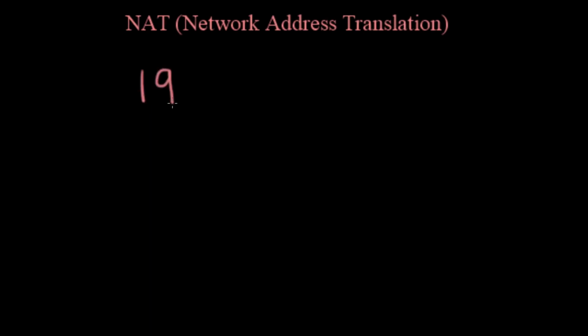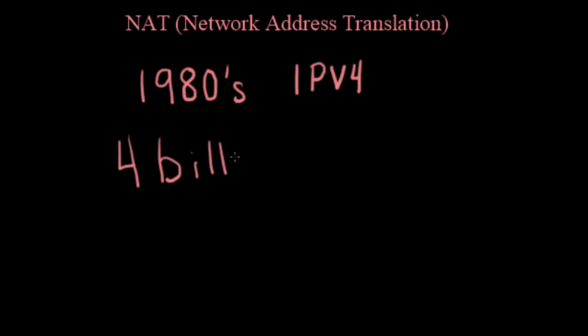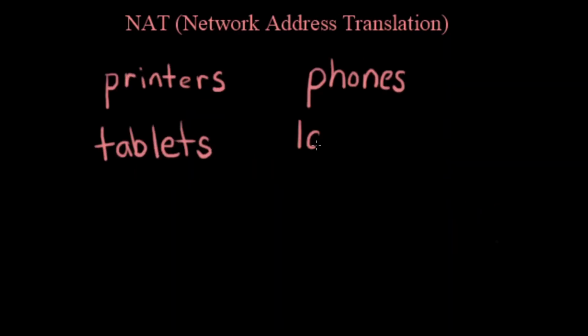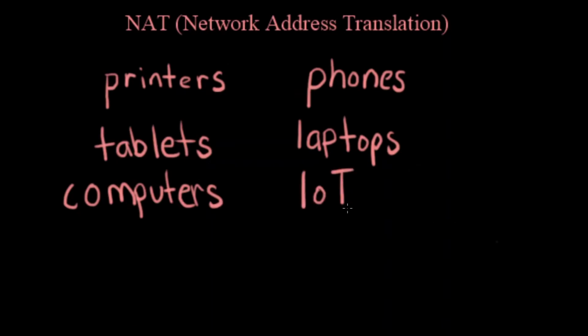In the 1980s, they created IPv4, which is a 32-bit long address. Since it's 32 bits long, it had just over 4 billion potential public addresses. During that time, they thought they would be enough. They were wrong. Today we have many devices. Many households have multiple devices, such as printers, smartphones, tablets, laptops, computers, and Internet of Things.